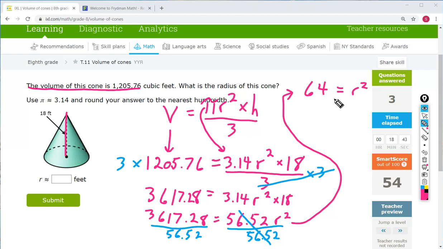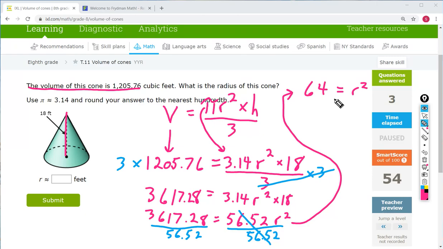How about 5? Is 5 times 5 equal to 64? No. How about 10? Is 10 times 10 equal to 64? No. You probably know the answer. The answer is 8. 8 times 8 is equal to 64. So r must be equal to 8 because r squared is equal to 64.